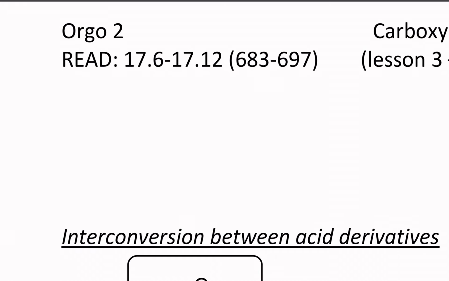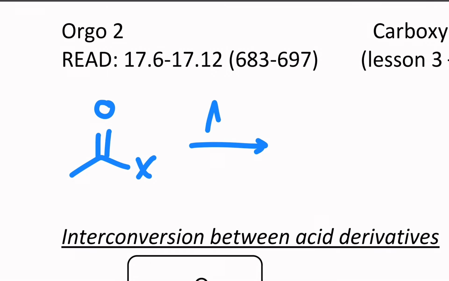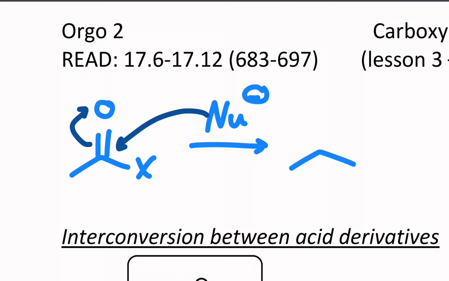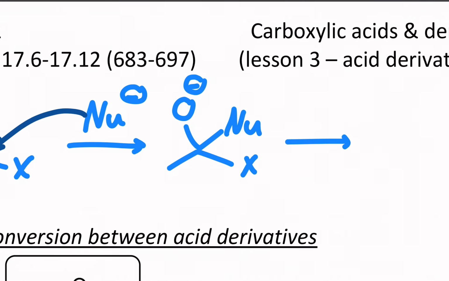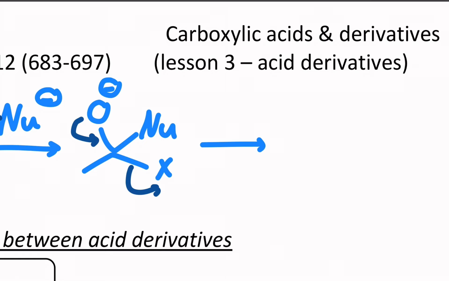If we have some generic carboxylic acid derivative, and we react it with something that can act as a nucleophile, the nucleophile can attack the carbonyl. The pi bond still goes up to the oxygen. You get an intermediate. It's a tetrahedral intermediate. And then in a second step, the main part of this mechanism is that you reform the carbonyl and then that X group leaves, whatever it is.